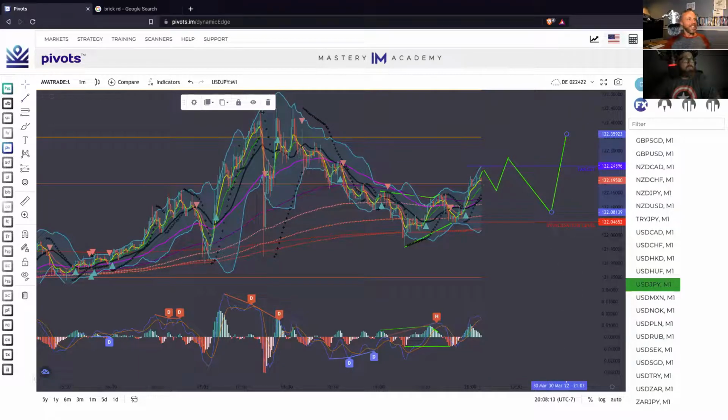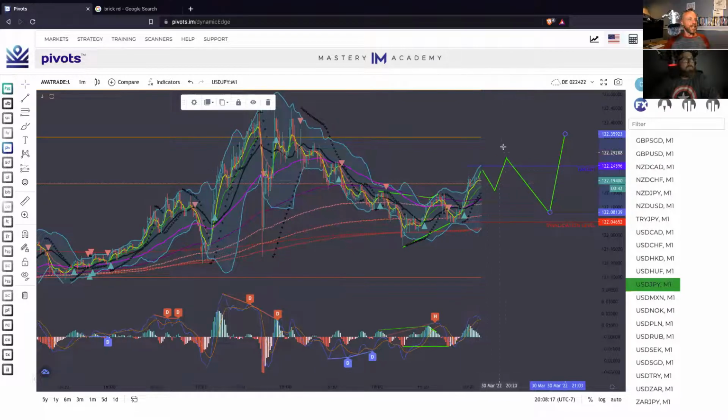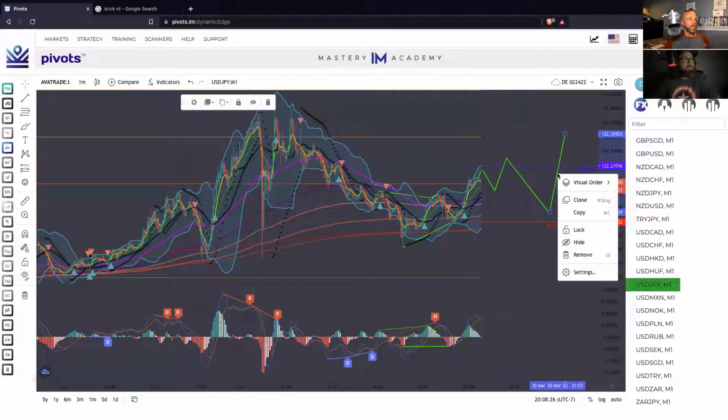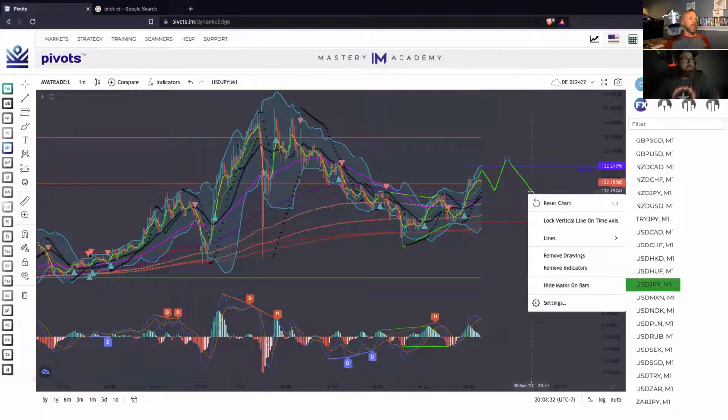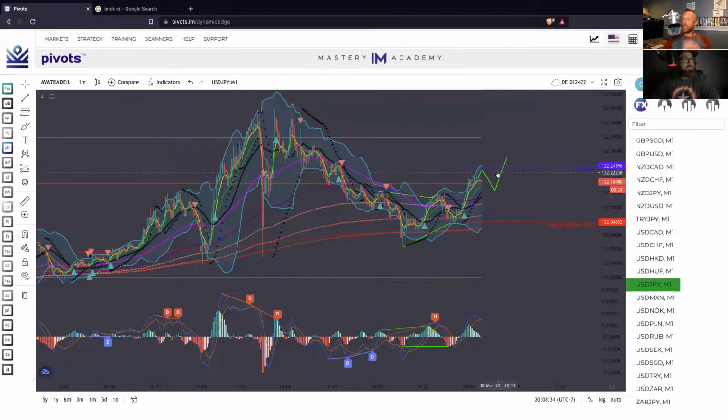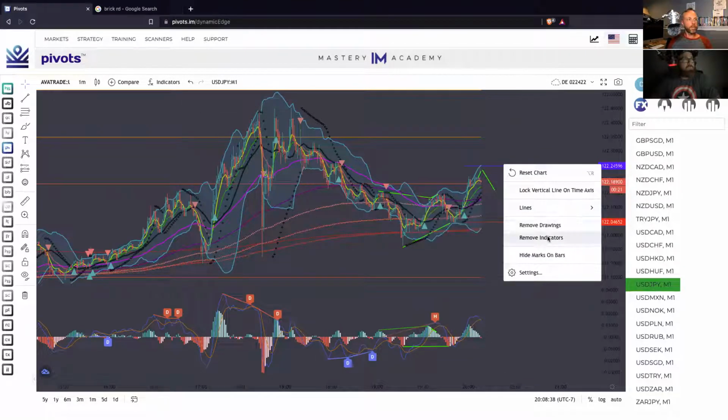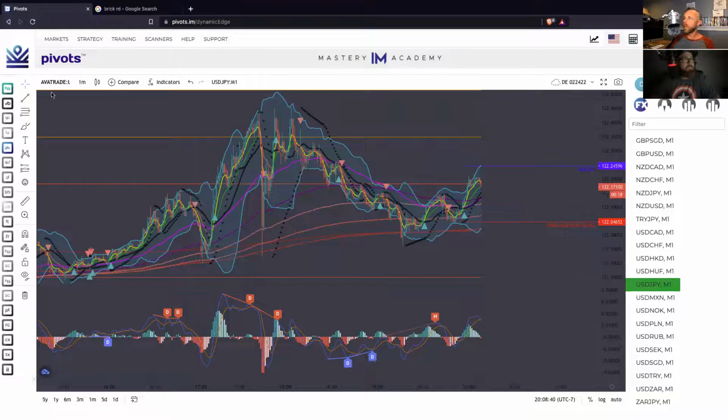Right? You've got to remember that it's not as much as we would like it just to run up like that. It is going to have some of those pullbacks and some of those, what we would call, waves. We see retracements. We call them Fibonacci retracements. When we draw those up, remove all drawings there.